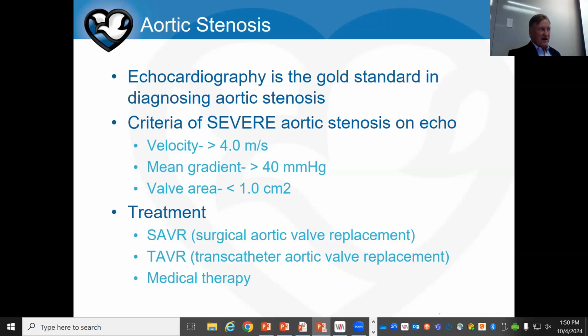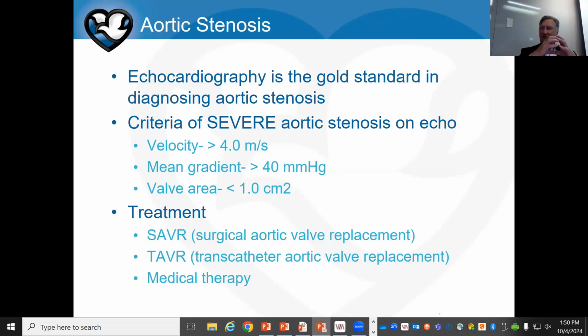So instead of opening up the chest, we take a big catheter, put it up into the heart, put a new valve inside the native aortic valve, and basically expand that new valve inside the old valve. So we just push the old valve out of the way. I tell people we're like the snow plow. We don't get rid of the snow. We just throw it in the ditch.